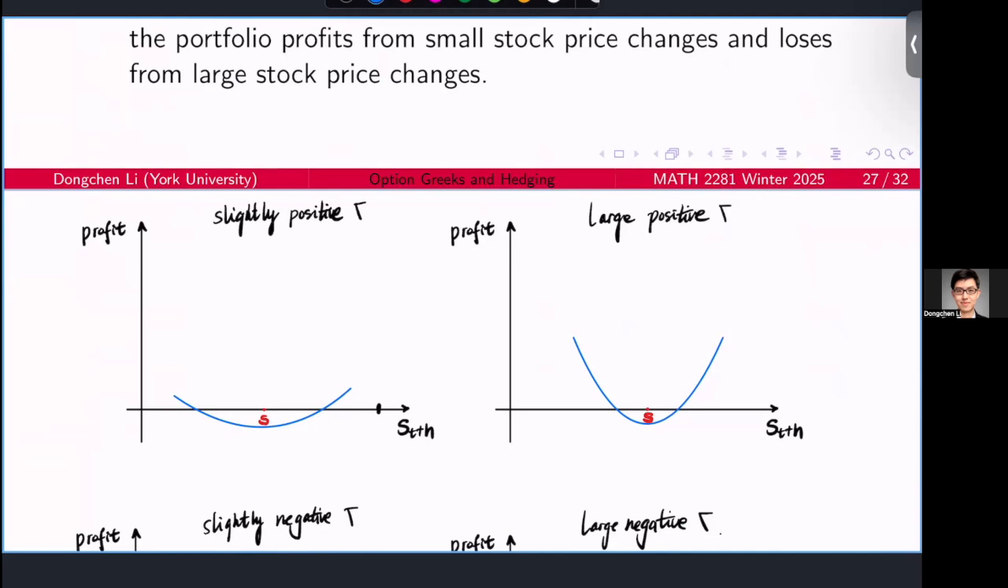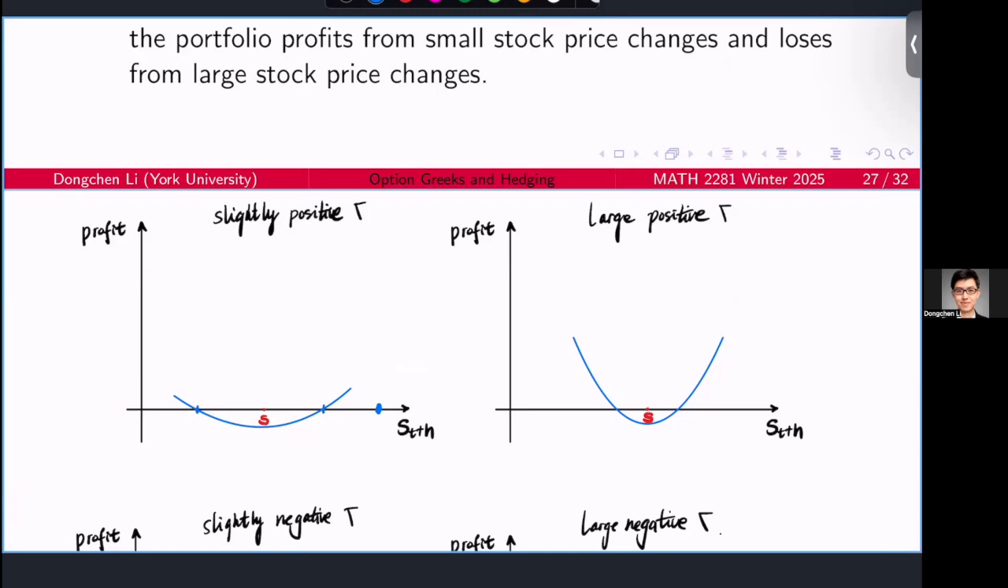As you can see, for example, on the left-hand side, the horizontal axis is the stock price at time t plus h, and the vertical axis is profit, right? So we're going to get a curve like this, which is an upward parabola. On the left-hand side, we have the case when gamma is slightly positive. And in this case, you can see within a reasonable range of stock price, you either have a small loss, that is, a negative profit in this region, or you have a small profit. Only when the stock price changes by a significant amount, let's say the stock price is here, you're going to have a large profit.